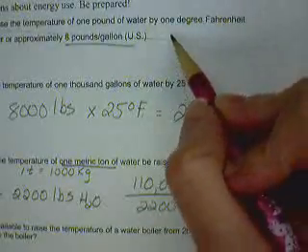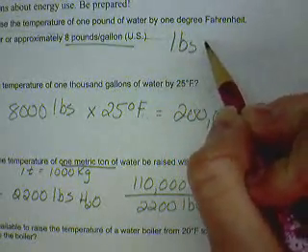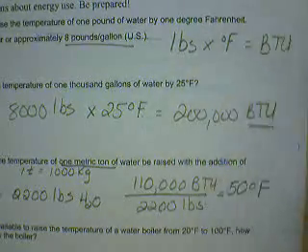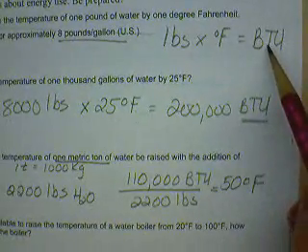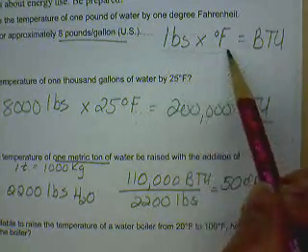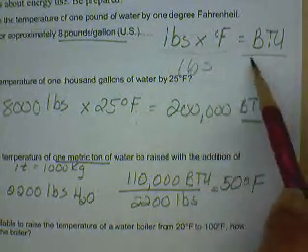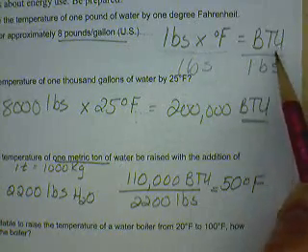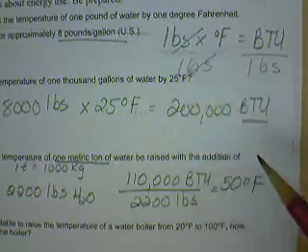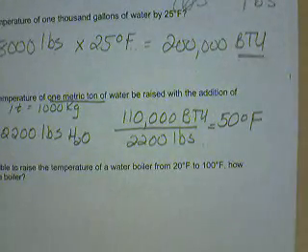So just to clarify, you have pounds times degrees Fahrenheit gives you a BTU. So this time I had BTU and I had pounds. So my pounds I can just put over on this side, and so I have BTU over pounds gives me Fahrenheit, because these will cross out. And that's how I did this equation here.